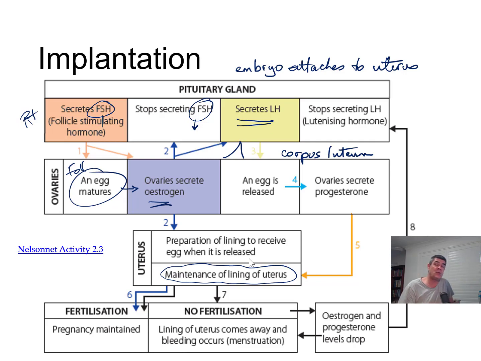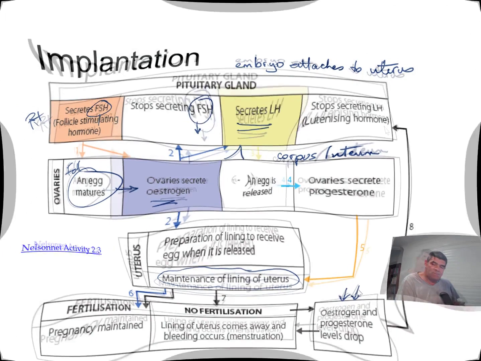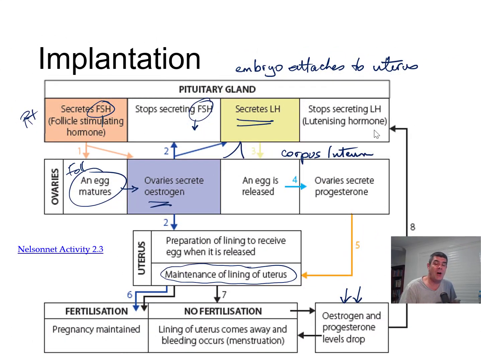Now, from this point in time, two things are going to happen. Either fertilization is not going to occur. If fertilization doesn't occur, then there's no stimulation, there's no secretion from an embryo, and the lining of the uterus will be cast away. As that happens, the levels of sex hormones, the estrogen and progesterone, start to drop, and that also inhibits the secretion of luteinizing hormone. And that means that the cycle is going to go back and start all over again, as we saw in one of the previous slides.